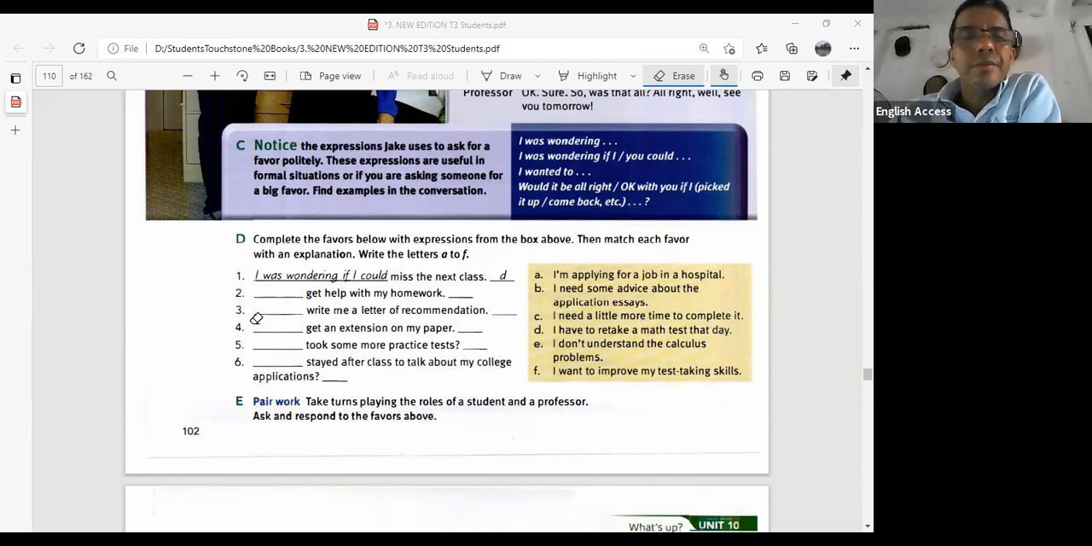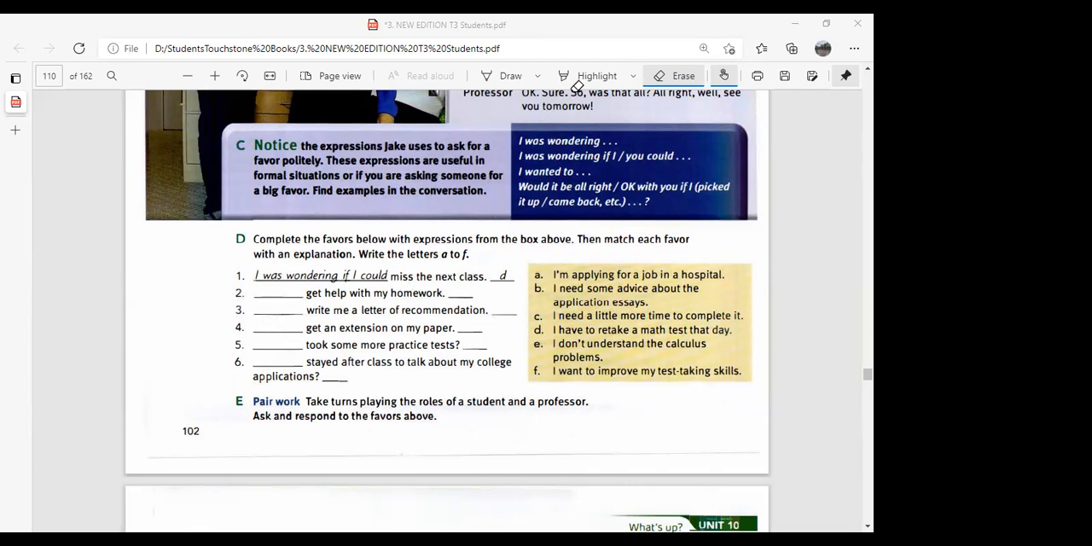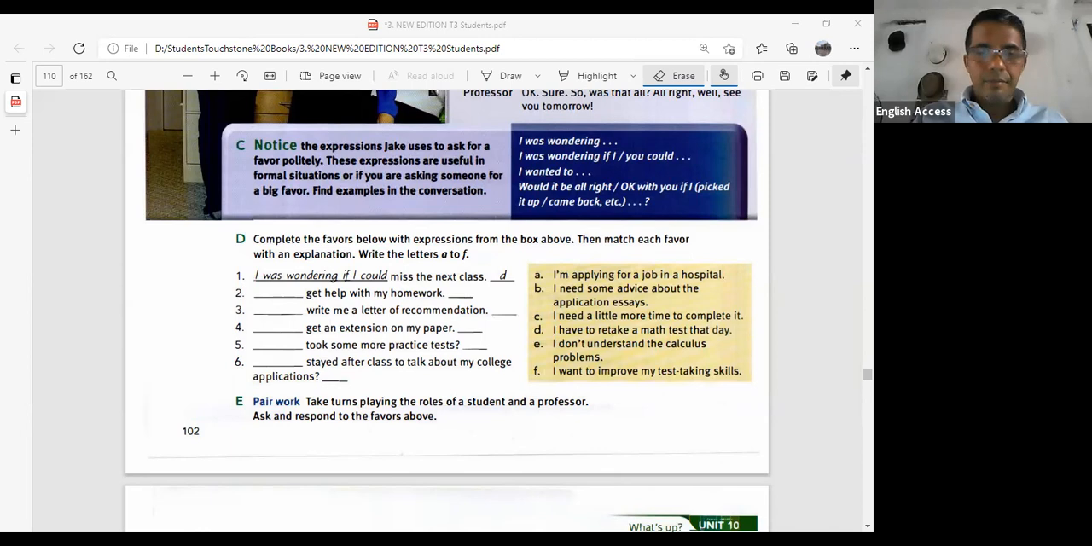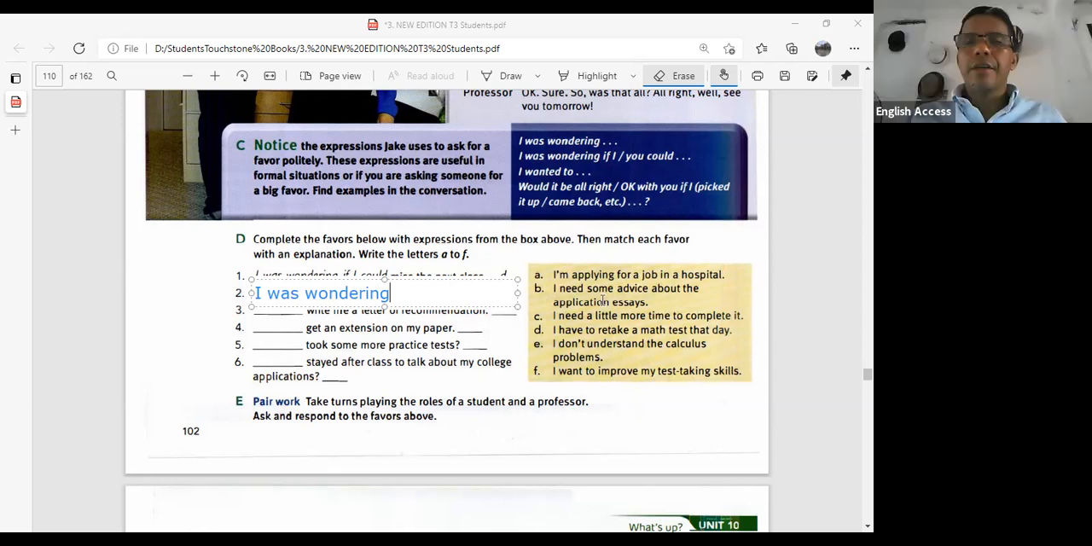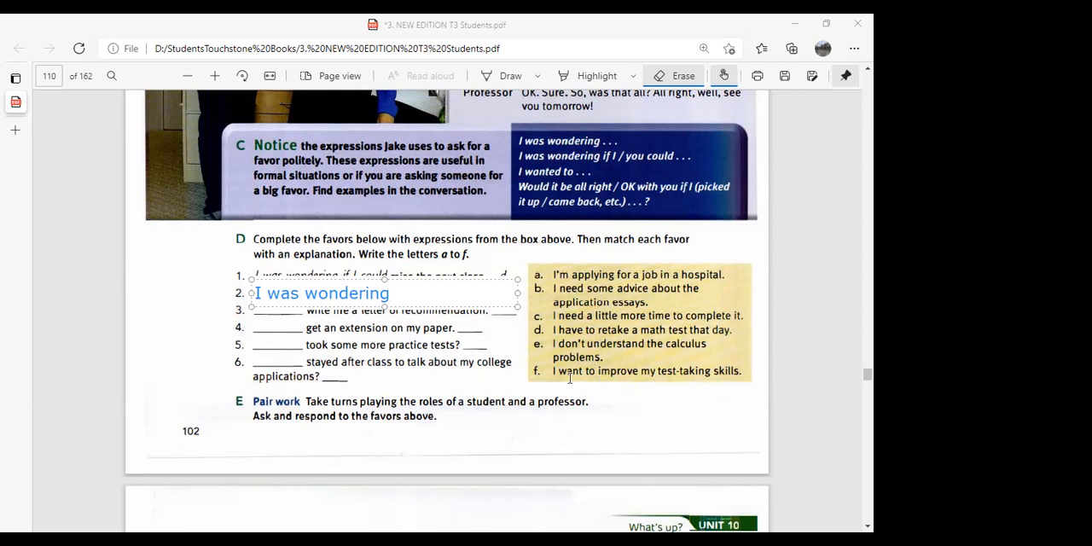Number 2. Let's do it fast, please. We have 3 minutes. Number 2. Felix. I was wondering if you could help me with my homework. I was wondering. Letter E. I want to improve my test taking skills. What letter? F? Yes, letter F. Or letter D. Letter D.